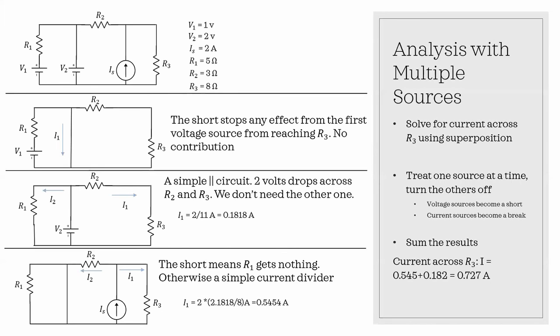So that's all of our sources that we solve for. Source 1 contributes no amperage to resistor 3. Source 2 contributes 0.1818 amps, and source 3 contributes 0.5454 amps. So that means that the total current across our third resistor should be the sum of all 3 of those. So 0 plus 0.545 plus 0.182 gives us 0.727. And we're done. If you aren't sure about this, I encourage you to go to Multisim and try the circuit out for yourself and check the result.